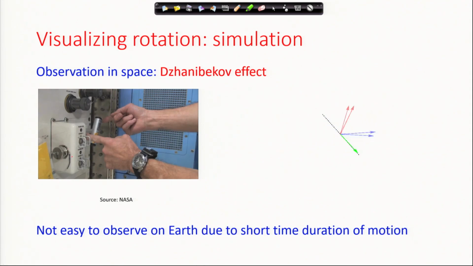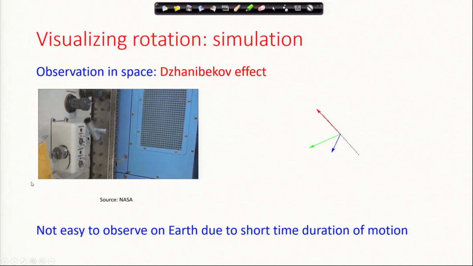Here I show the Janibekov effect. This video of course comes from NASA. This is shot in the International Space Station, and you can notice what is happening to the T-shaped object as it is spun. The corresponding animation also can be run along with that. Of course, the animation is running slowly, not in real time.